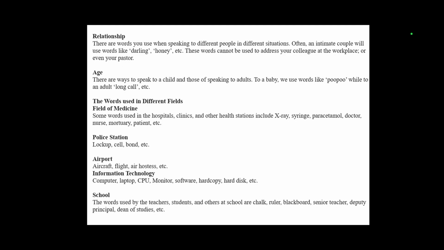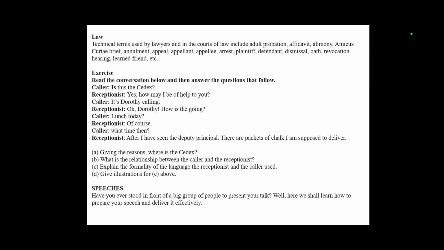The words used in different fields. In medicine, some words used in hospitals, clinics, and other health stations include x-rays, syringe, paracetamol, doctor, nurse, mortuary, patient, etc. At a police station: lockup, cell, bond, etc. At the airport: aircraft, flight, air hostess, etc. Information technology: computer, laptop, CPU, monitor, software, hard copy, hard disk, etc. At school, the words used by teachers, students, and others include chalk, ruler, blackboard, senior teacher, deputy principal, dean of studies, etc. In law, the technical terms used by lawyers and in the courts include adult probation, affidavit, alimony, amicus curiae, brief, annulment, appeal, appellant, appellee, arrest, plaintiff, defendant, dismissal, oath, revocation, hearing, etc.